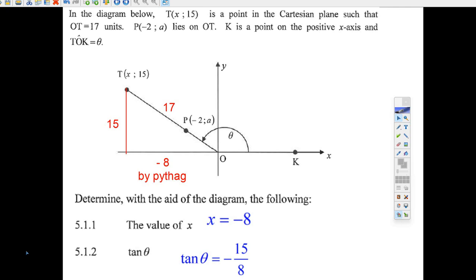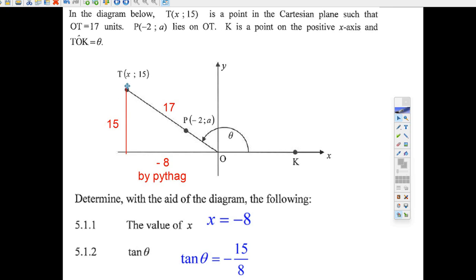Okay, we're going to look at the Pythag trig here, and here's the question. They give you this picture all in black here with an angle theta. They tell you there's a point T that's x along, but 15 up. The y coordinate's 15. There's another point here that's 2 along, and then a up. But the big thing they tell you here is that OT is 17 units. You can write a 17 on there.